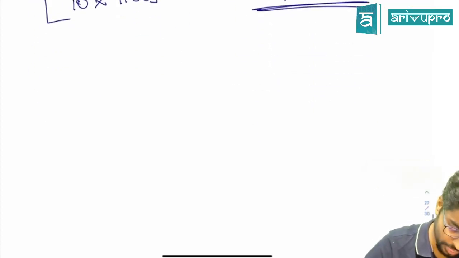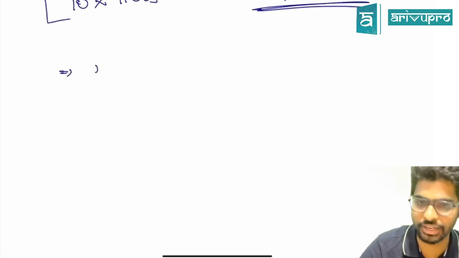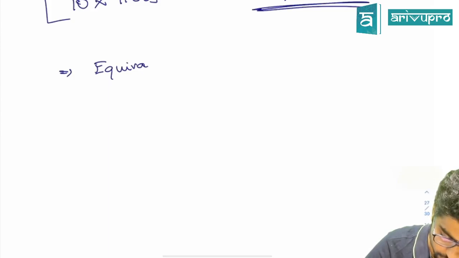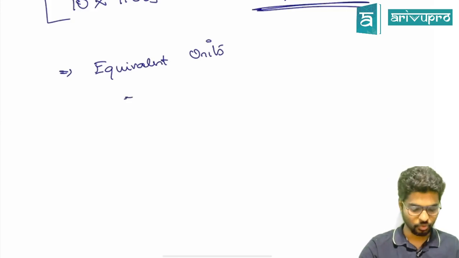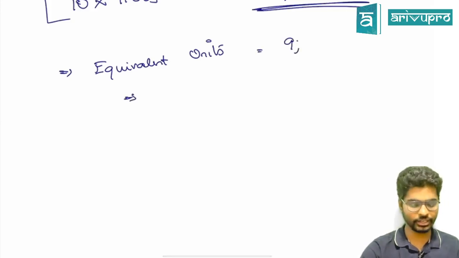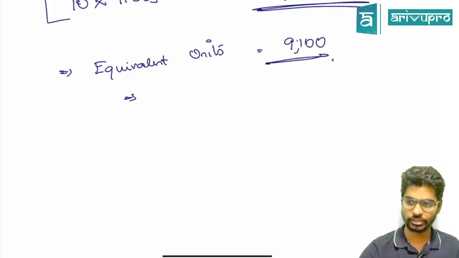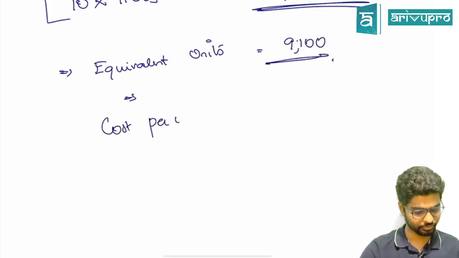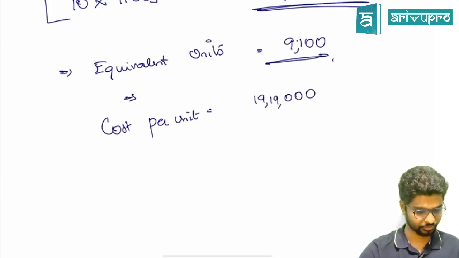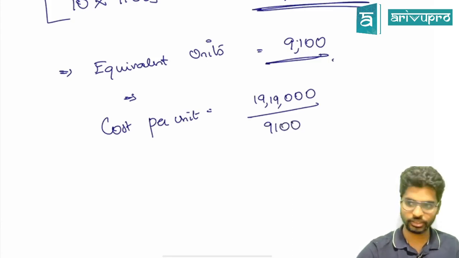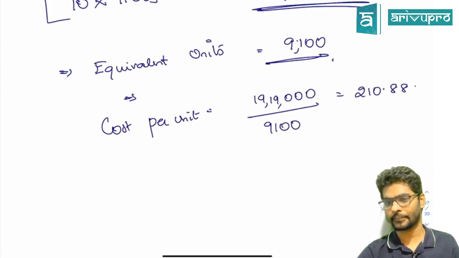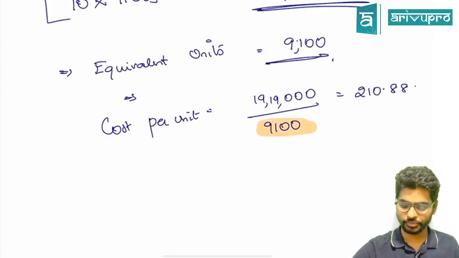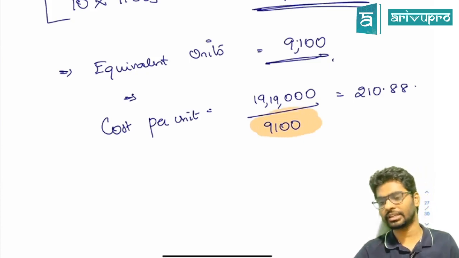Now for the denominator, the number of units, I will be taking the equivalent units. What was the equivalent units? I already did the calculation, it is 9,100. Therefore, my cost per unit will be 19,19,000 divided by 9,100. Are you all clear? So the second change I am making is here, that is I am directly taking the equivalent units.